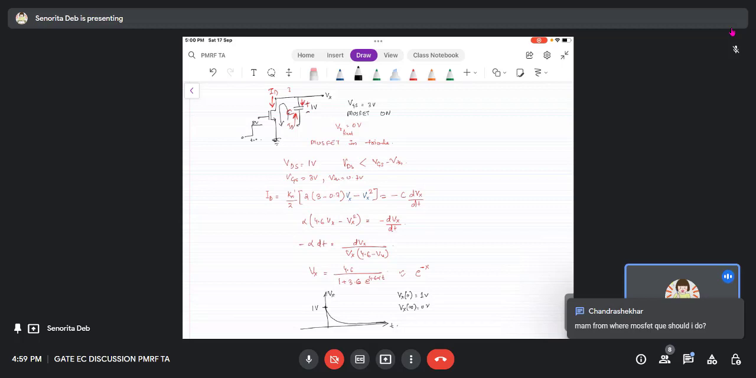MOSFET questions, Chandrasekhar. First, you finish the previous year GATE questions, okay? And the last IIT Madras paper you just see. I think IIT Madras framed it in 2019. So in the 2019 Madras paper, you will see 2-3 very good MOSFET questions. You try to go through that. And once you have finished the GATE questions, then from Razavi's book, you can solve some back exercise problems. Not everything, some problems you can solve.